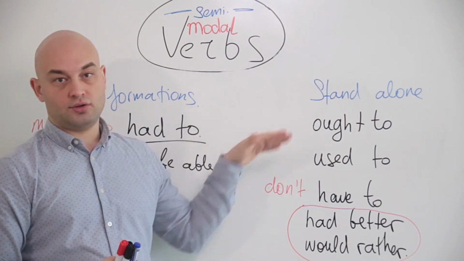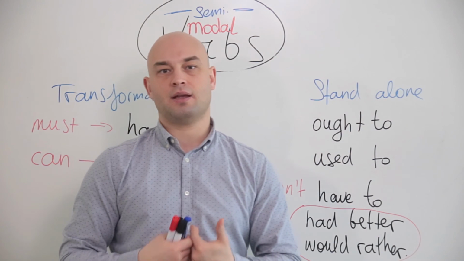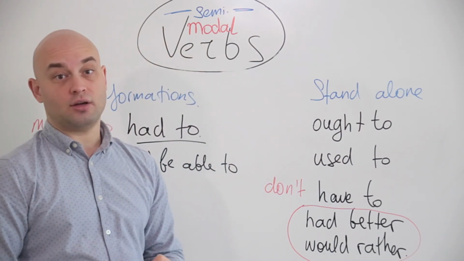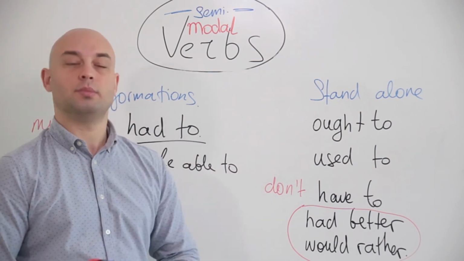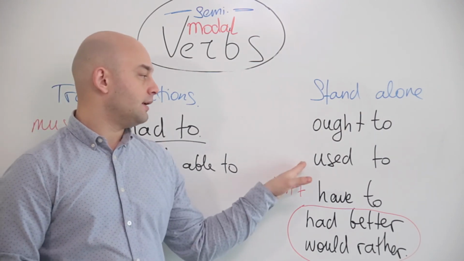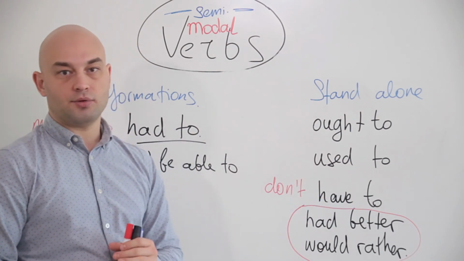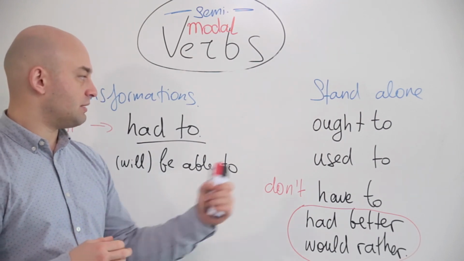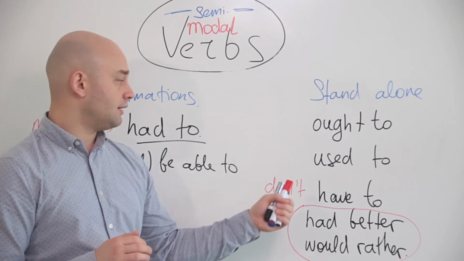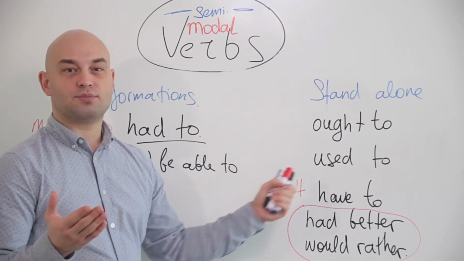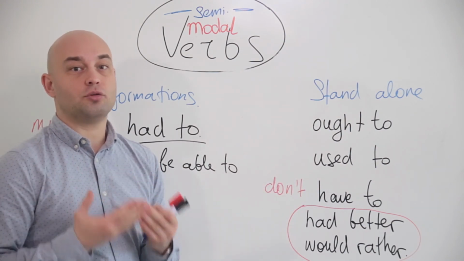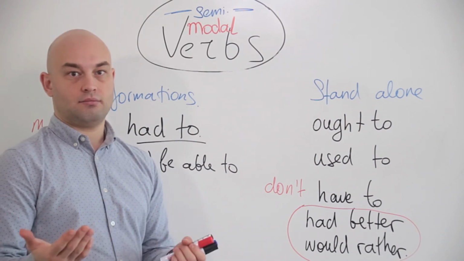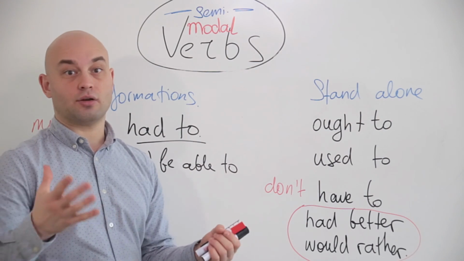So one is ought to. Ought to is basically the same as should. It expresses a recommendation, and should is actually more widely used than ought to. But hey, there you have it. Then used to. Many grammar books refer to used to as a semi-modal combination or semi-modal verb, and you use it for expressing habits in the past and also past states, like I used to be very fat many years ago. It's a state, it's not a habit.